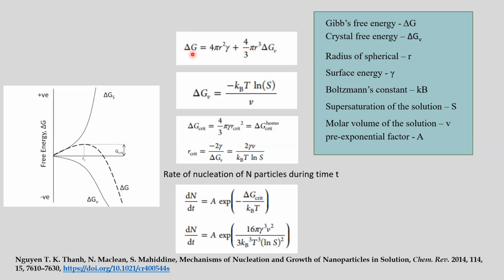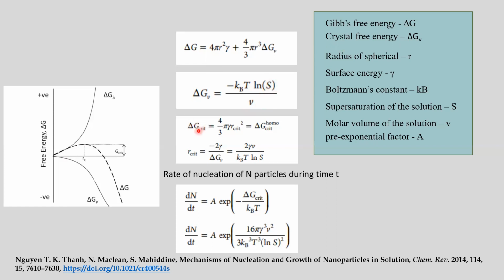So for the Gibbs free energy, we have to add the surface free energy and the volume free energy. So 4 pi r square into unit surface free energy gamma, plus 4 pi by 3 r cube into the crystal free energy delta GV. And again, we can write it in terms of supersaturation of the solution, equal to minus kBT ln S divided by V, where S is the supersaturation of the solution and V is the molar volume of the solution at this particular supersaturation.